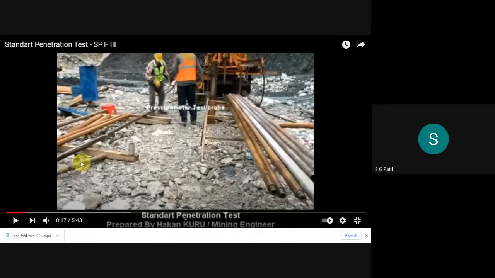So what they are doing now, they are removing the sampler. This is the pressure meter test. Anyway, that is not in your syllabus, but the pressure meter test is also one of the important in situ tests. So they are removing that pressure meter test bulb, and now they are attaching the split spoon sampler. Just watch. In the meanwhile, there is no audio here, so I will keep on explaining the procedure, what they are doing. Just see the video as well as listen to my voice.